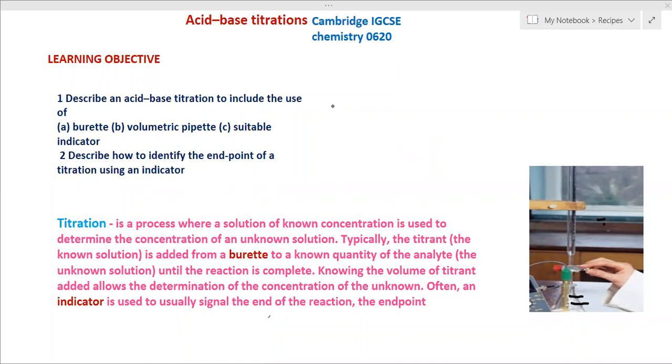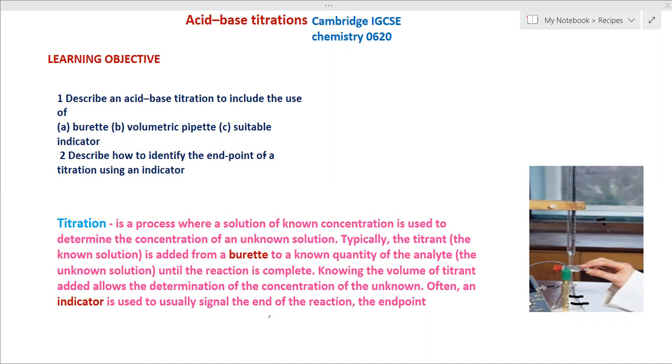Hi everyone. This video lecture is designed to help students of Cambridge IGCSE Chemistry 0620 for paper 5 practical test or paper 6 alternative to practical. All candidates take one practical paper from a choice of two. Learning objective: to describe an acid-base titration to include the use of burette, volumetric pipette and suitable indicator, and to describe how to identify the endpoint of a titration using an indicator.